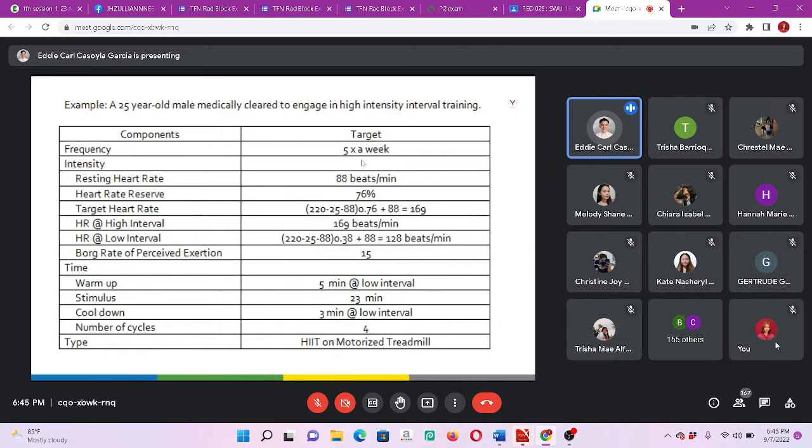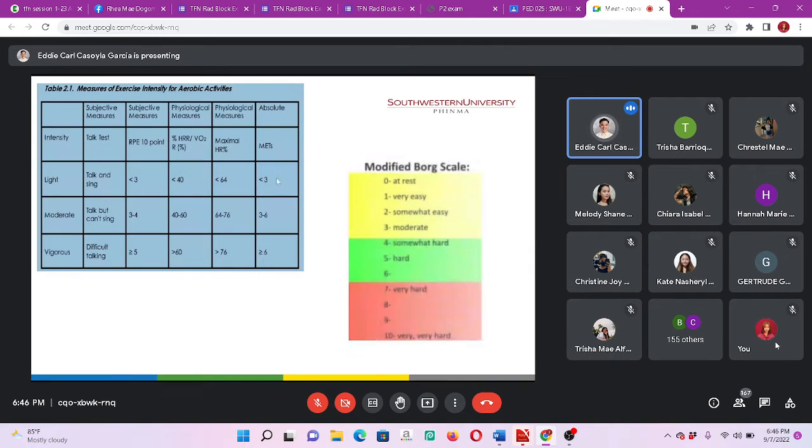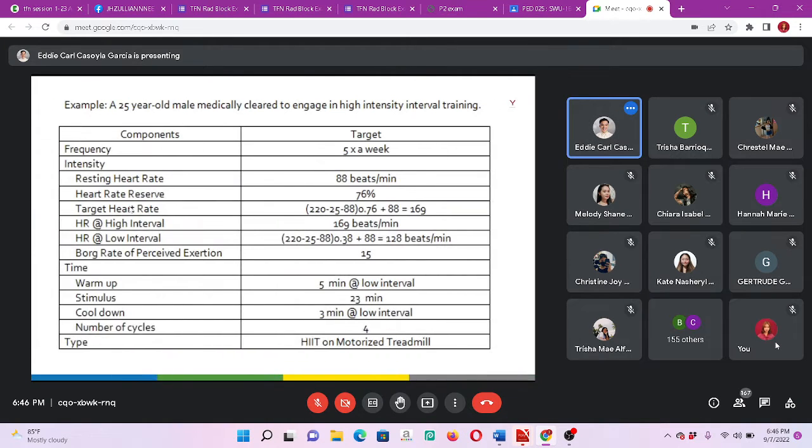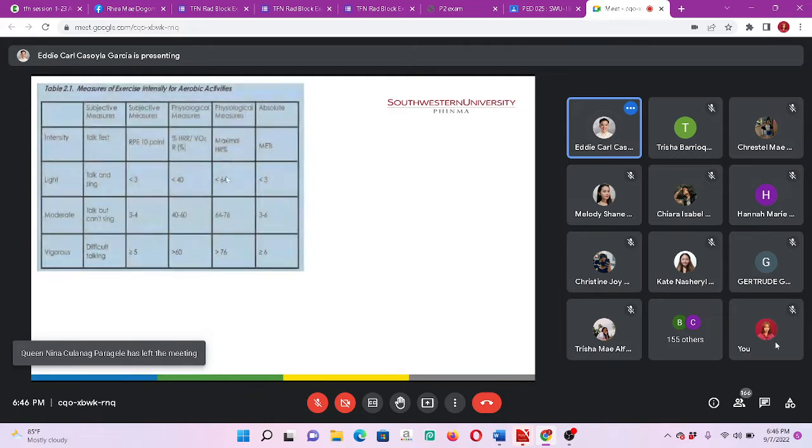But for your case, since you will start with light and moderate intensity, for light intensity, for your heart rate reserve, 64% below. And for moderate, 64 to 76%. Okay, ang inyong heart rate reserve.